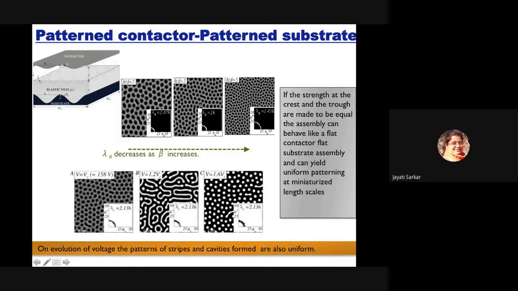And by ramping the voltage also, one can get these different patterns of columns, cavities, and labyrinths by simply changing the voltage of the pattern.